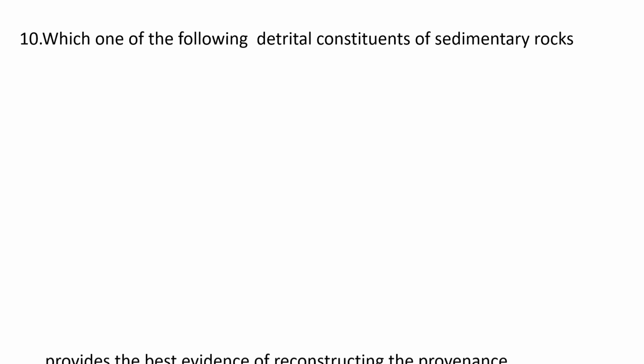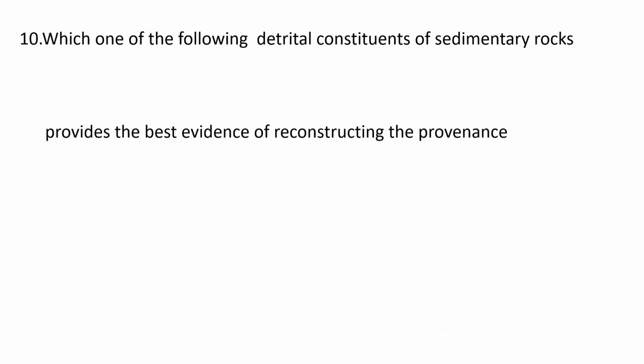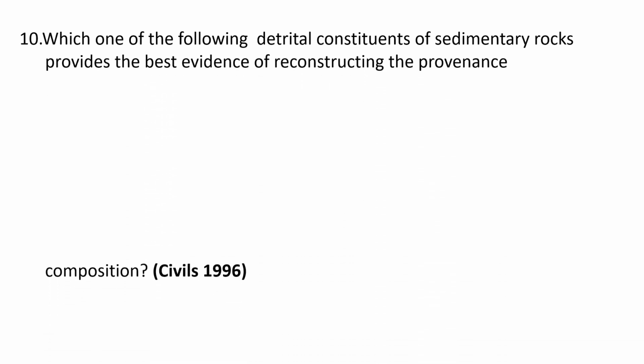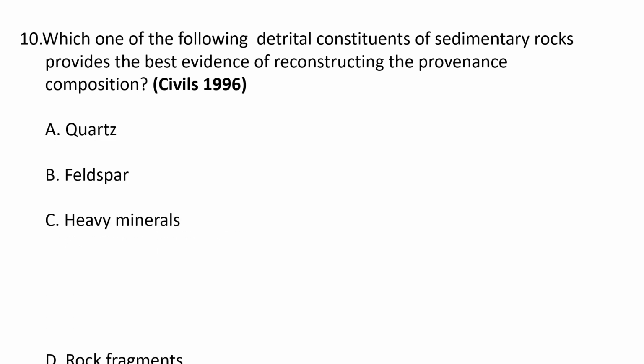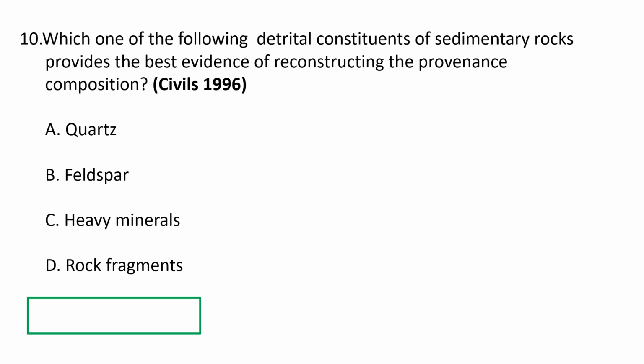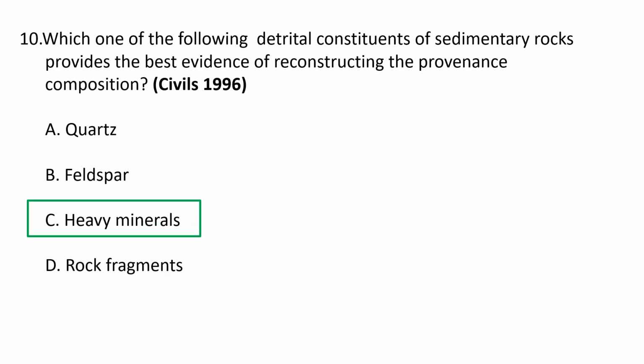Next question. Which one of the following detrital constituents of sedimentary rocks provides the best evidence for reconstructing the provenance composition? A. Quartz, B. Feldspar, C. Heavy minerals, D. Rock fragments. So the correct answer is C. Heavy minerals.